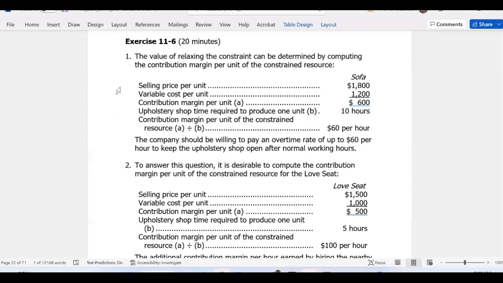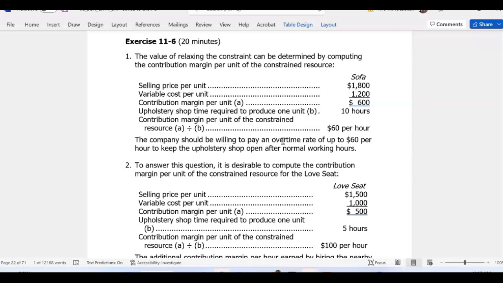Okay, so let's look at number 6. Selling price per unit for sofa is $1,800. The variable cost is $1,200. That means we have a contribution margin of $600 for sofa. But sofa takes 10 hours of labor time. So 600 divided by 10 gives us $60 per hour of labor time.